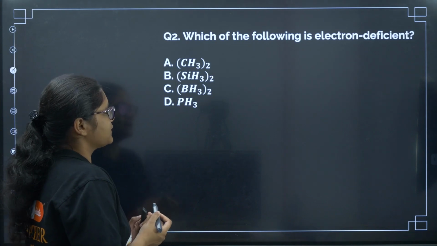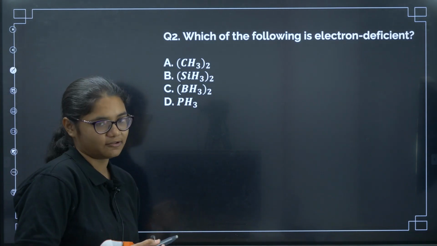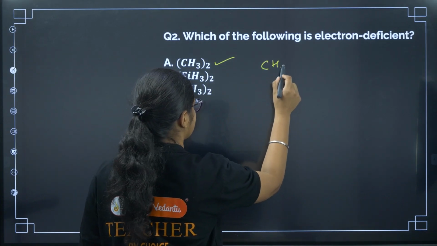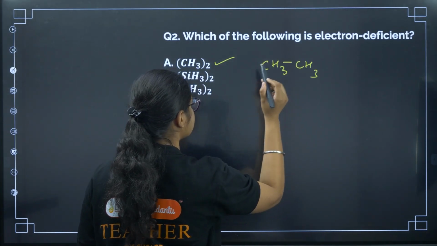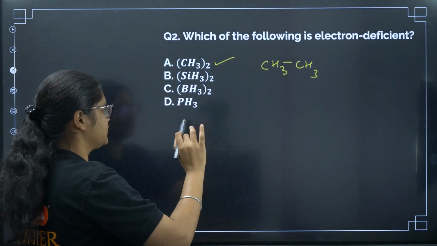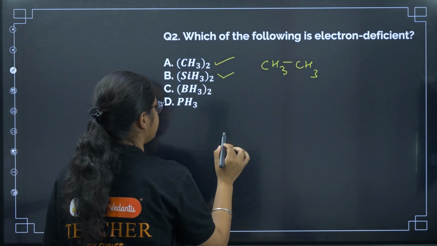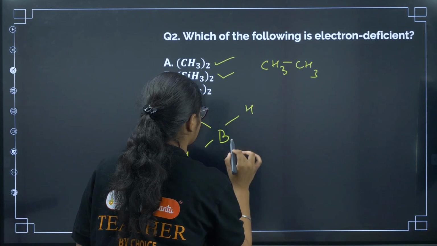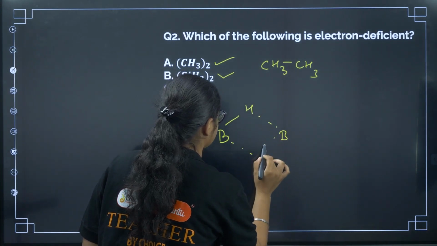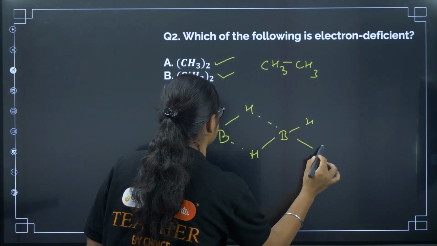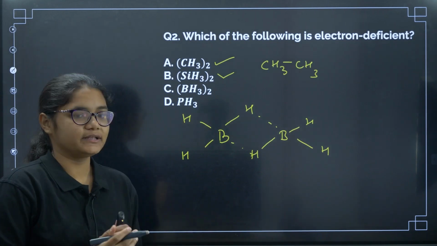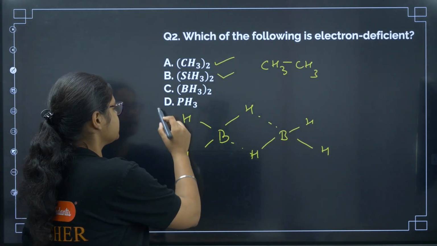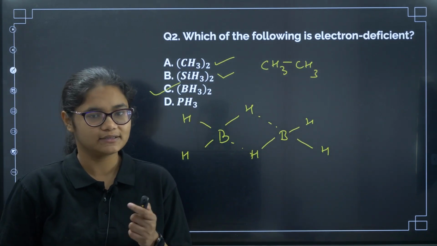Now coming to the next question, which of the following is electron deficient? We know CH3 whole 2 is electron full, there is no deficiency here. SiH3 is also correct. BH3, if you see, we have the structure like this. So here there are actually 6 electrons, so the boron is electron deficient. So the correct answer for this question is option number C.